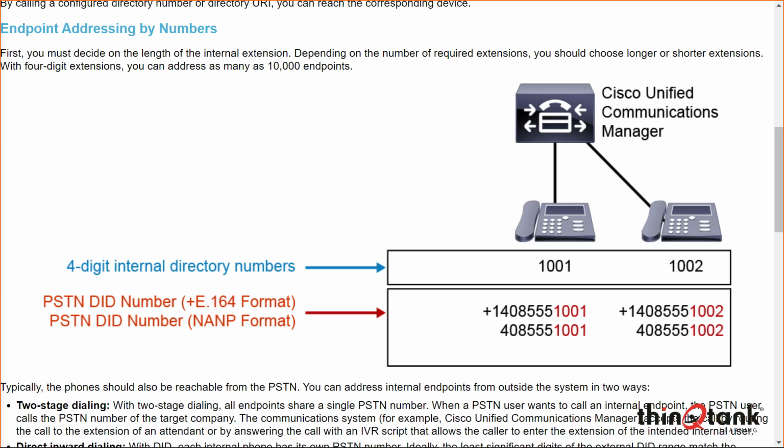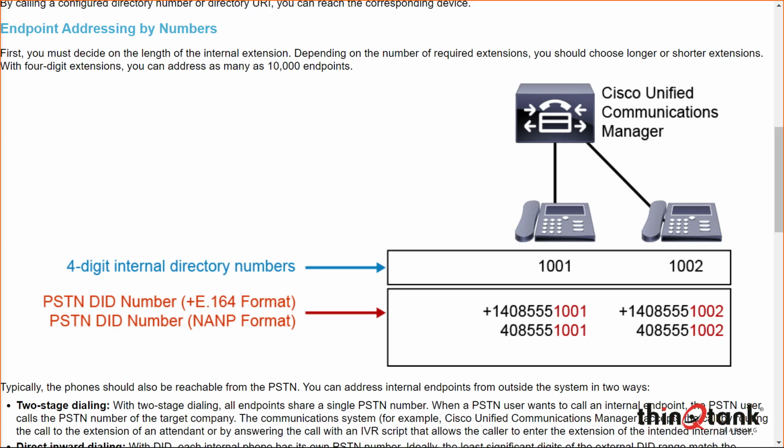there is a consideration as well. We might have an internal directory number that maps over to a particular endpoint, and that's what people inside the organization would use to reach that particular destination. But we also might have what we call DIDs, or direct inward dial numbers. So we have a PSTN DID number that allows us to reach that endpoint as well.